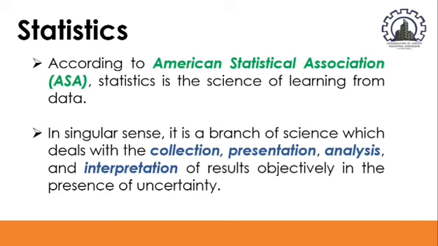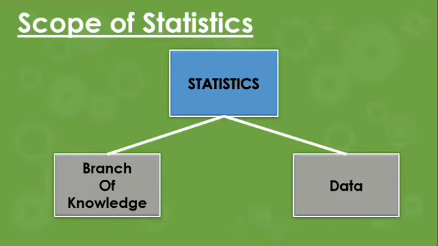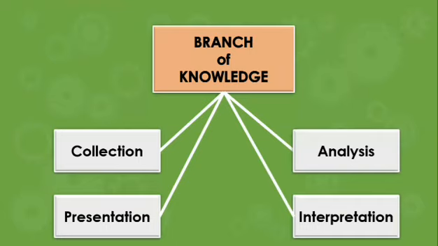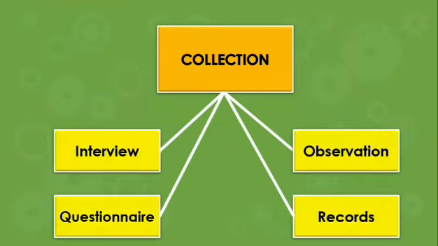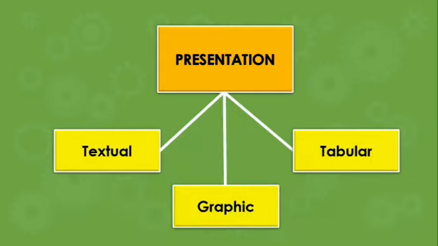So what is then the scope or coverage of statistics? Well, statistics is divided into two scopes. First, we have the branch of knowledge, and second, we have data. It is a branch of knowledge because we collect data, we present data, we analyze the data, and then we interpret the results. In collecting data, there are different data gathering techniques that we can use, such as interviews, survey questionnaires, observation, or recording. And in presenting the data, what we usually do is organize them to aid better understanding. We can organize them by means of textual, graphical, and tabular presentation.